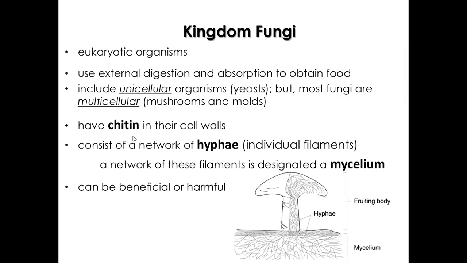They have chitin in their cell walls, as opposed to, you don't need to know that, but other proteins that bacteria use. Bacteria have peptidoglycans. These have chitin. So they have this network of hyphae. Each one of these individual filaments you see in this drawing is called a hypha. And a group of these together is called the mycelium. Usually the mycelium is what is underground here. So individual hyphae as a group are called mycelium.